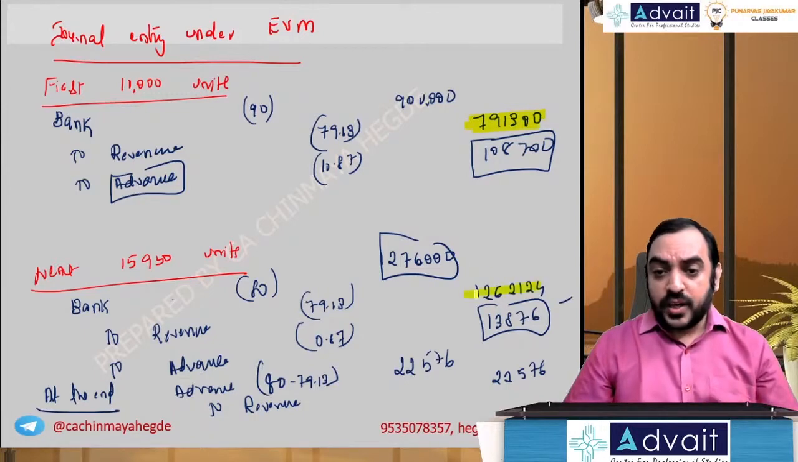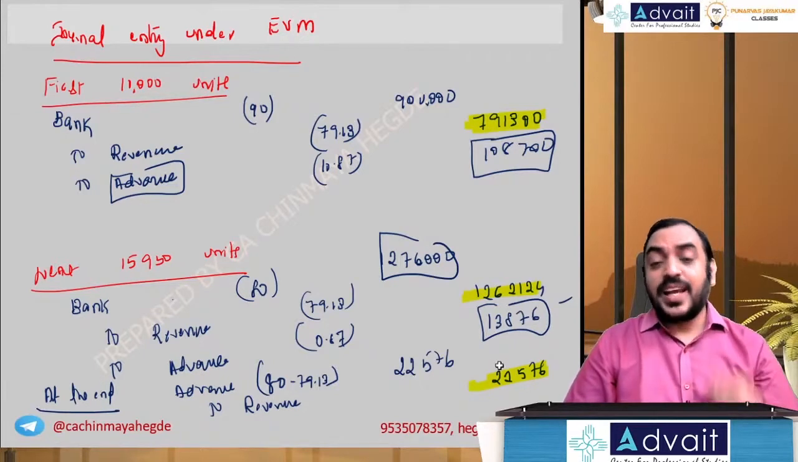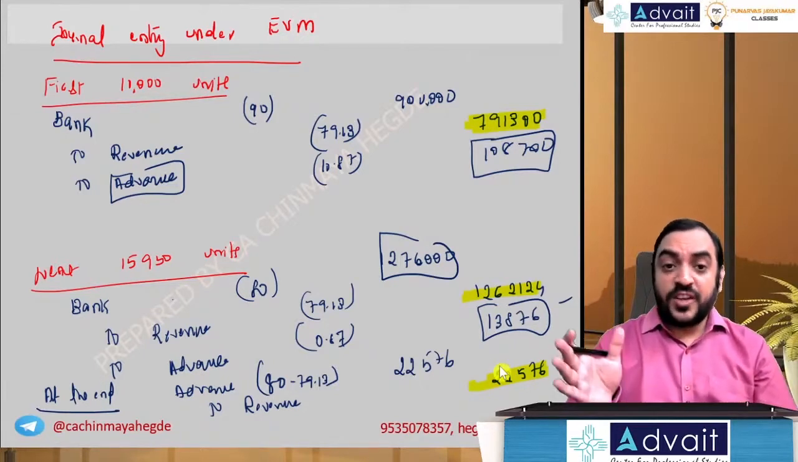7,91,300 plus 12,62,124 plus 22,576. If you add all, what do you get? 7,91,300 plus 12,62,124 plus 22,576. You get 20,76,000 overall revenue recognized.